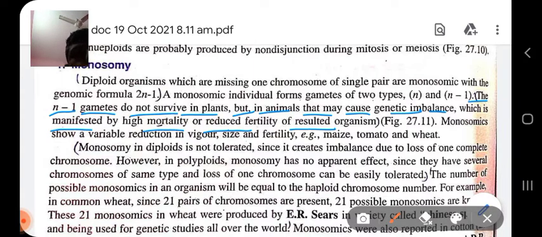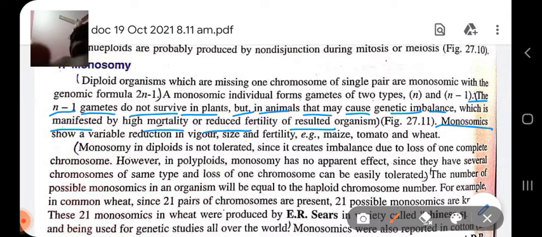So these n minus 1 gametes will not survive in plants, although we are trying to prepare monosomic plants to study the gene character, to study the alleles, the different versions of the same gene. But in animals, if monosomy occurs, it may cause genetic imbalance. It increases the mortality rate, the death rate of that individual, and it will also reduce the fertility of the resulting organism.